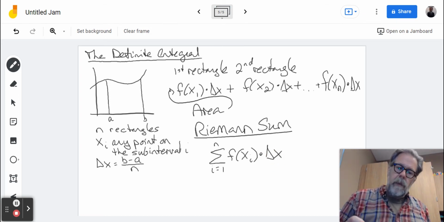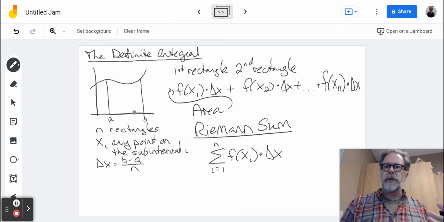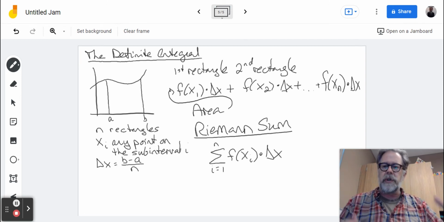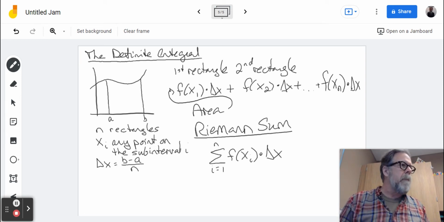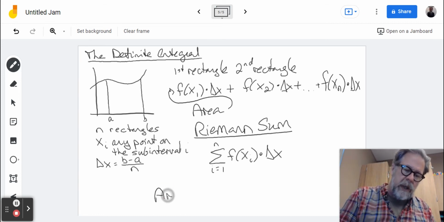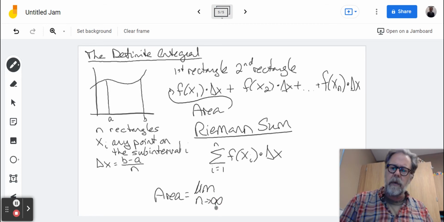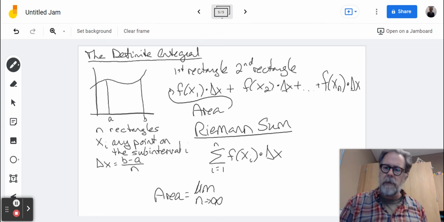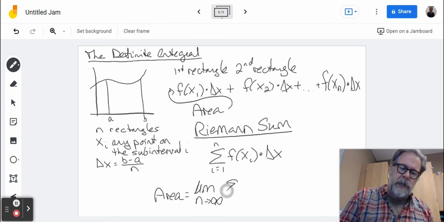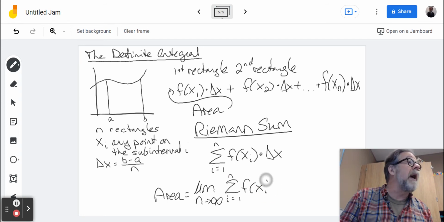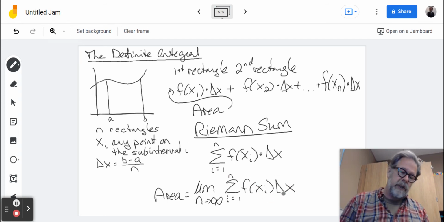Now, the area under this curve is the sum of all of these rectangles, and we can pick or choose as many rectangles as we want. But remembering that the more rectangles, the more accurate, we could say that the actual area equals the limit as n goes to infinity, in other words, an infinite number of infinitesimally skinny rectangles, of the sum from I equals 1 to n of f of x sub I delta x.